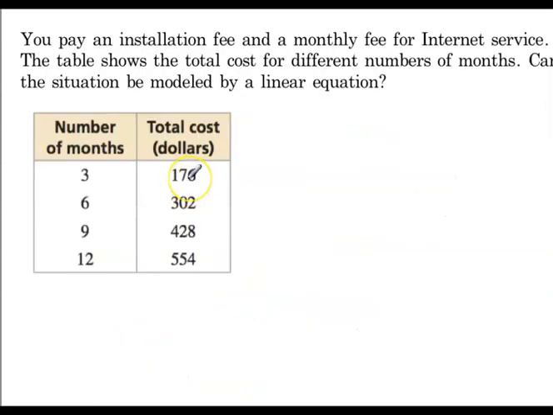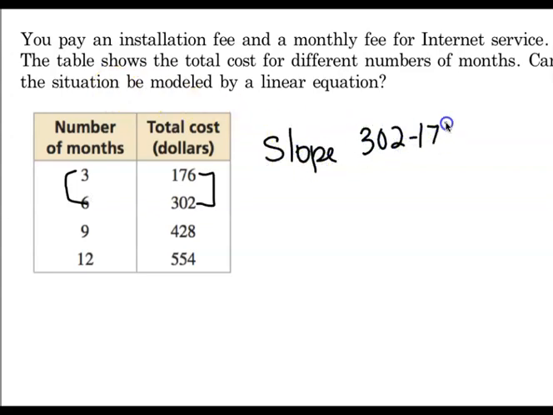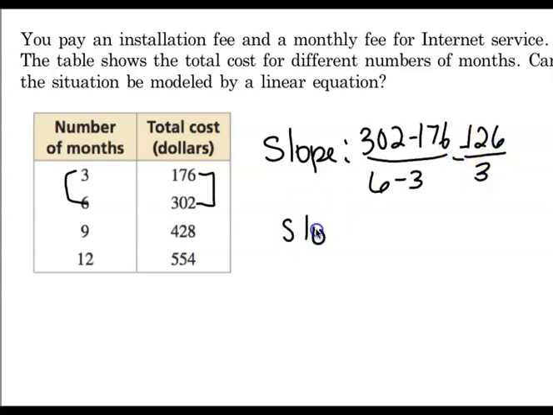So the last example: you pay an installation fee and a monthly fee for internet service. The table shows the total cost for the number of months. So first we need to find the slope. So you need to find the change in cost over the months. So I do 302 minus 176 over 6 minus 3. And I get 126 over 3, which gives me a slope of $42, which means it's $42 a month. But we need to figure out the installation fee.